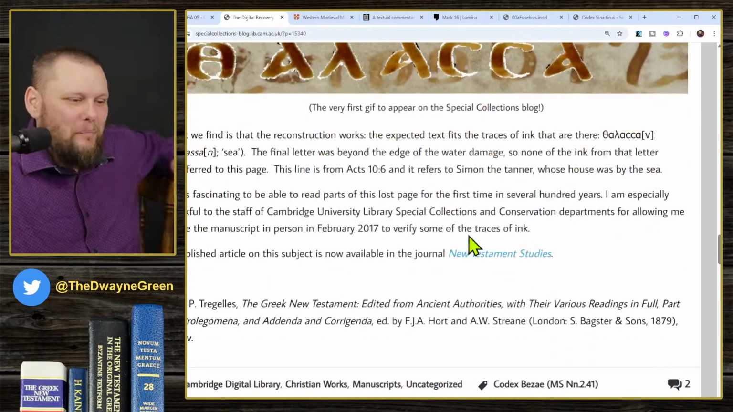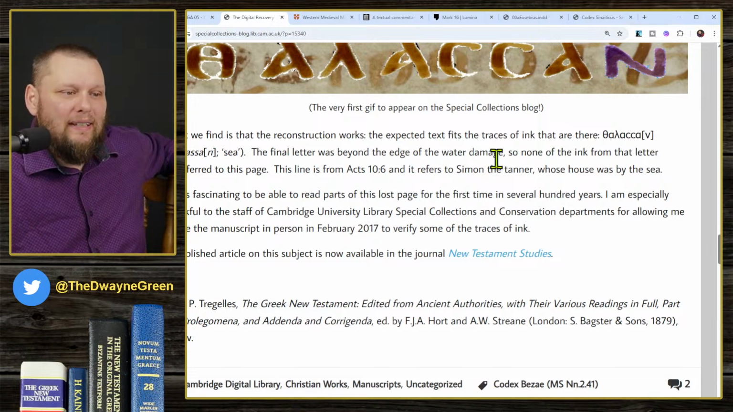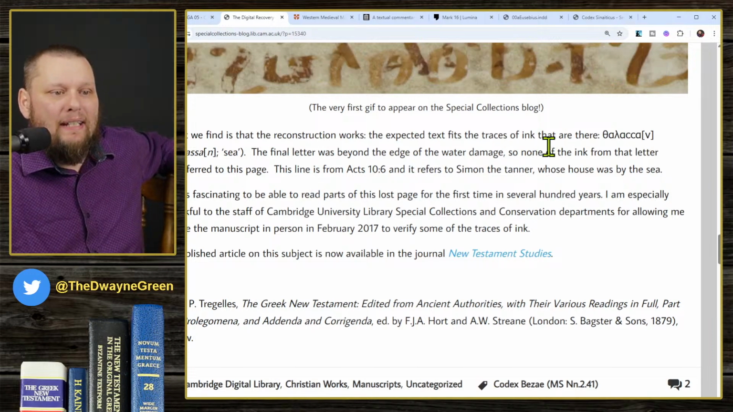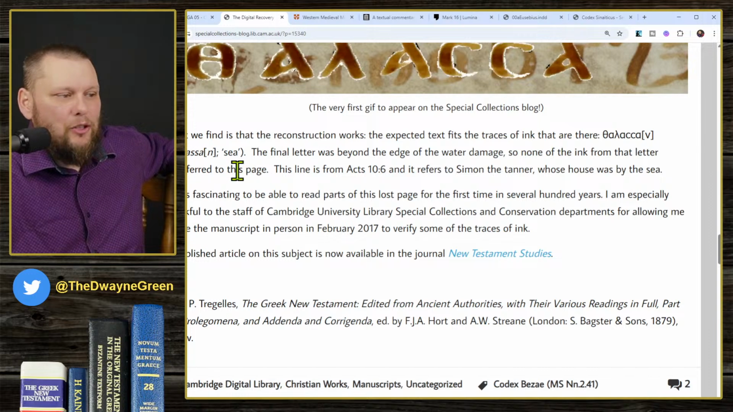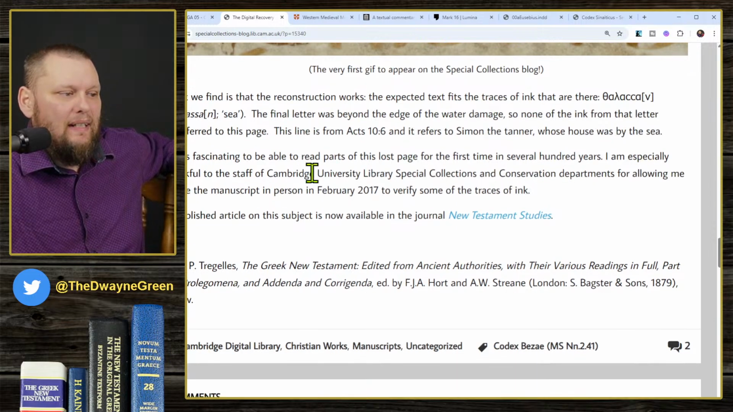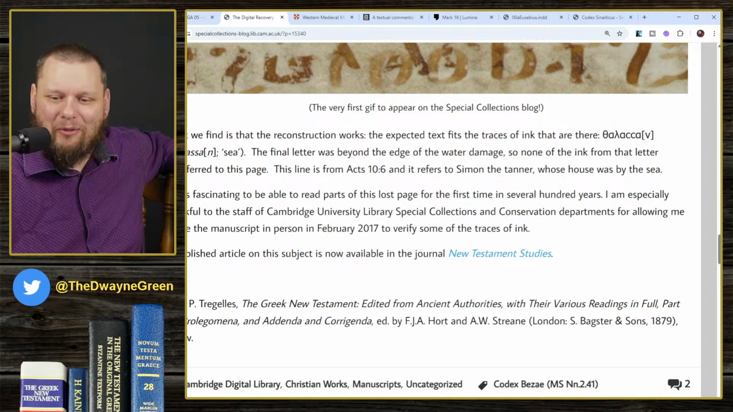So he goes on to say, what we find is that the reconstruction works. The expected text fits the traces of ink in there, thalasson. The final letter was beyond the edge of the water damage, so none of the ink from that letter transferred to the page. This line is from Acts 10:6, and it refers to Simon the tanner, whose house was by the sea. So I found that to be kind of interesting.